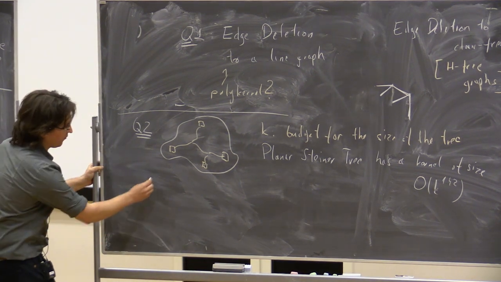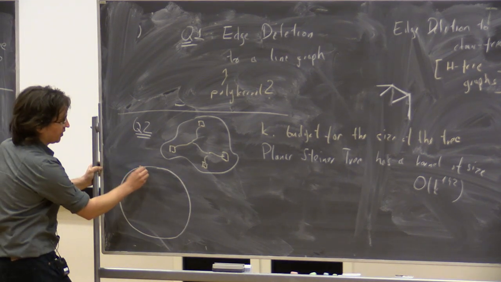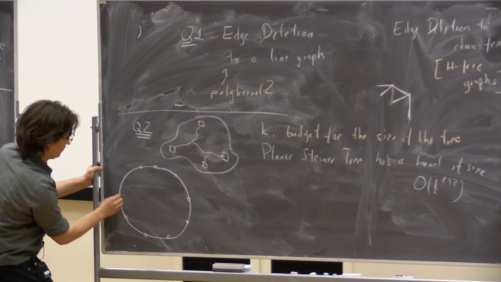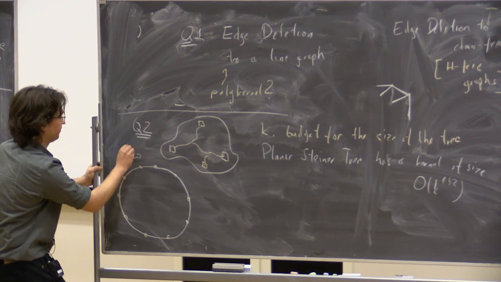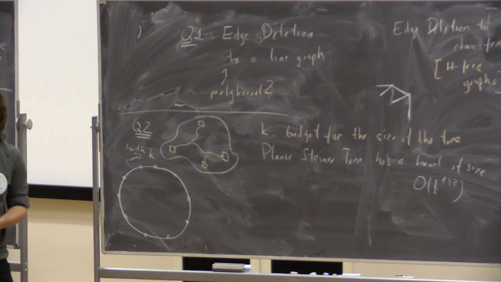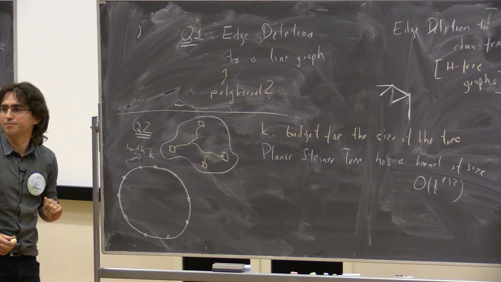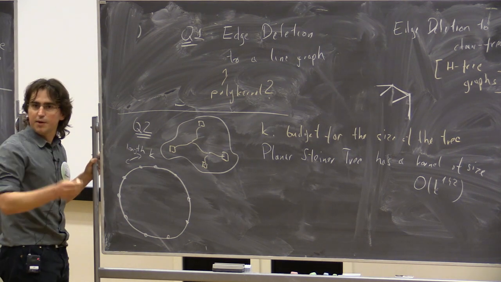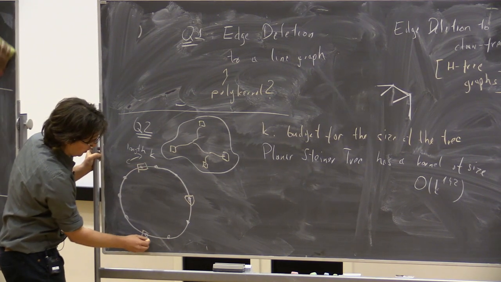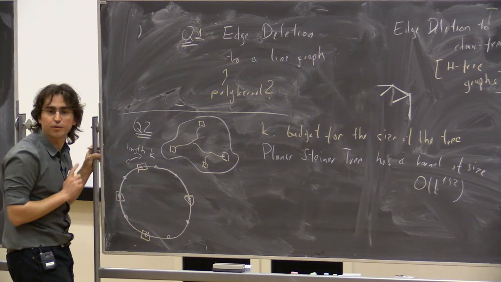Imagine you've got a planar graph that looks like this. That means that the outer face of this planar graph is just a cycle of length k. And imagine that inside you've got some very complicated graph. And somebody comes to you and asks, here is a terminal, here is a terminal, here is a terminal, here is a terminal. What is the optimum Steiner tree that connects those terminals?